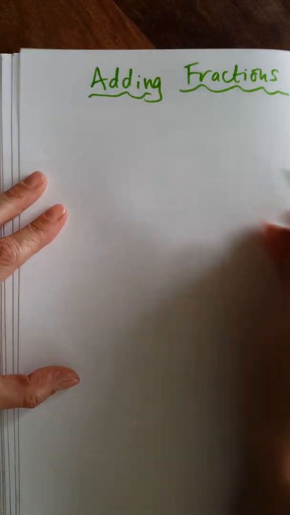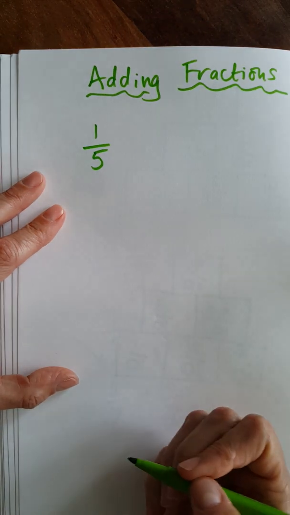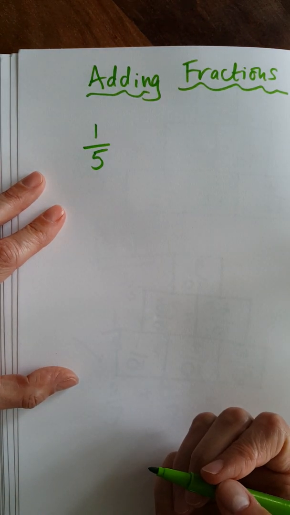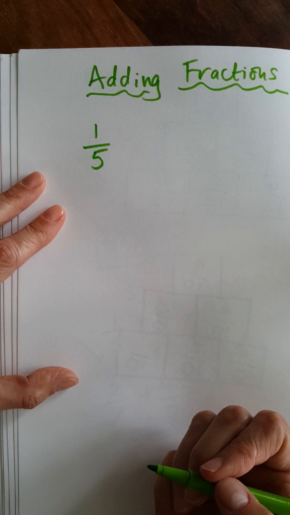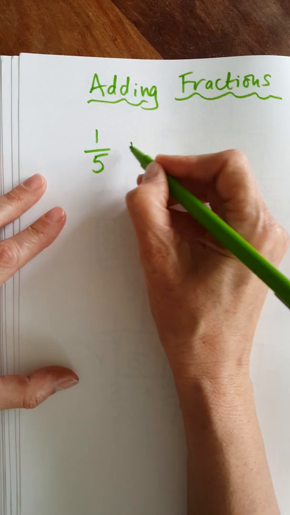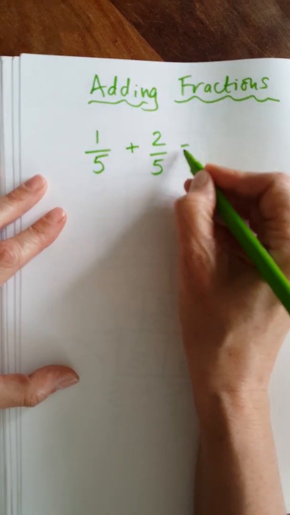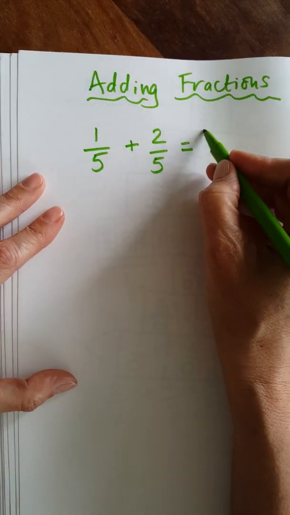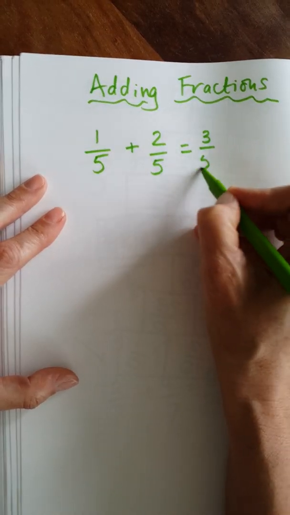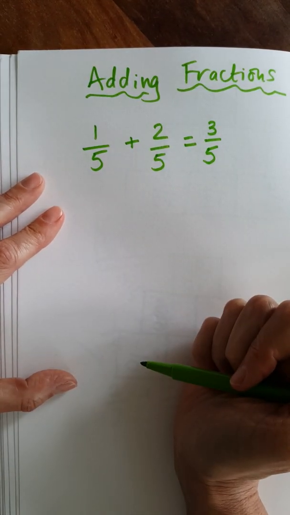Today we're going to look at adding fractions, which is Monday's work. So you might have a fraction like 1/5. The number on the bottom, the denominator, is 5, which means you will share something into 5 bits. If you're going to add 1/5 to 2/5, it's really simple. You just say 1/5 add 2/5 equals 3/5. So you are just adding the numbers on the top, the numerators.